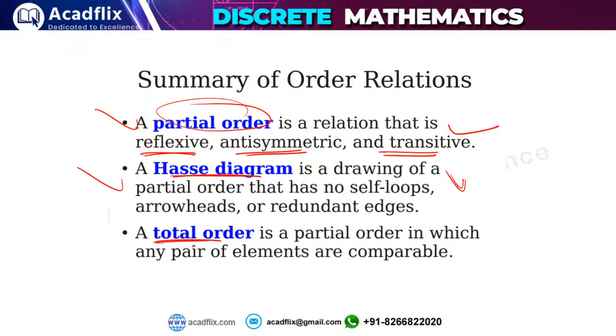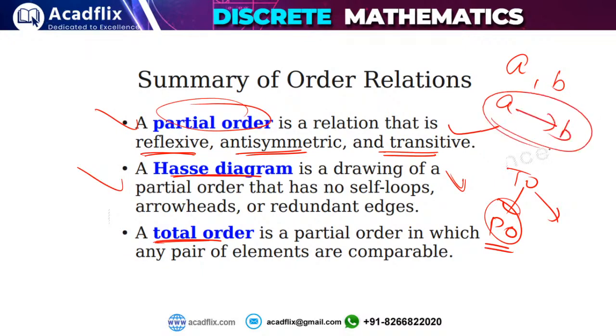Then we have something called total order. You already know what total order is; in the last class we have already discussed it. Total order means first of all it must be a partial order, and then every two elements must be comparable. You take any two elements a, b, and they must be comparable. Comparable means a must be related to b.